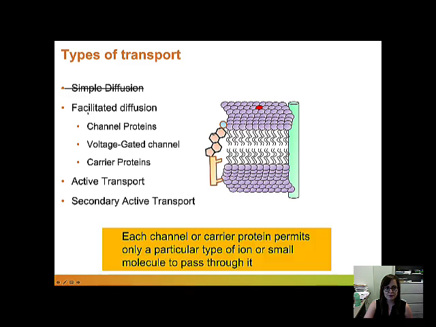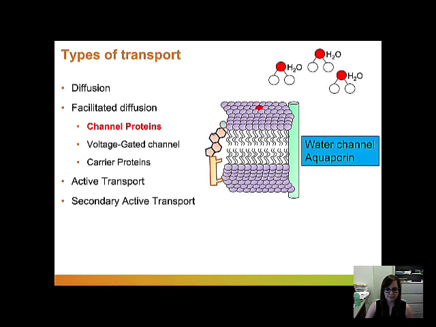So facilitated diffusion occurs either through a channel or a carrier protein, and it allows only a particular type of ion or small molecule to pass through it. Because of the R groups in the protein, it only has specificity for a single kind of molecule to move through it. And molecules in this group of facilitated diffusion are always going to move from areas of high solute concentration to areas of low solute concentration. And this is going to happen spontaneously because it increases entropy.